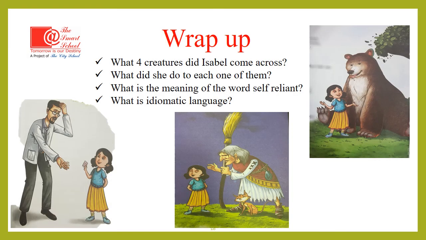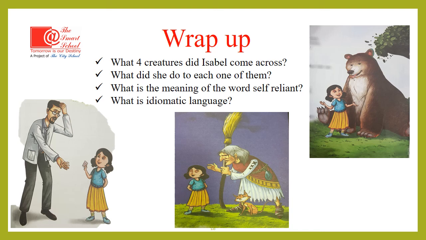Now guys, let's wrap up the lesson by talking about all that we have discussed today. It will help us remember whether we have understood everything or not. If anything still confuses you, you can ask the questions. What 4 creatures did Isabel come across in the poem? Yes, she came across a doctor, a witch, a bear, and a giant. What did she do to each one of them? She ate the bear, she turned the witch into milk and drank her, she cut off the head of the giant, and she cured the doctor by taking his pills.